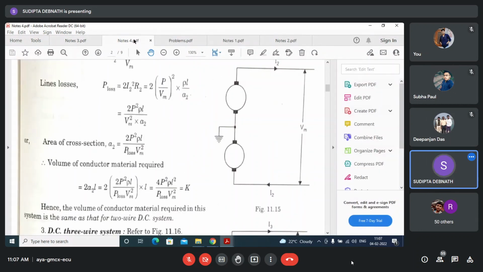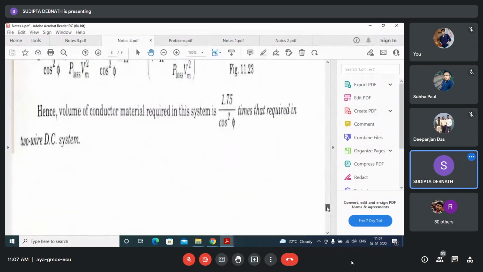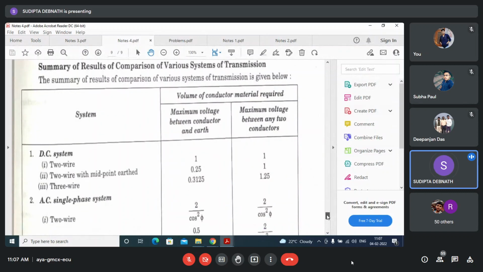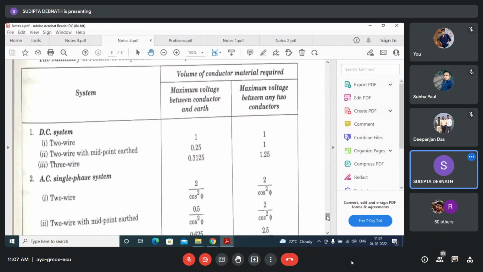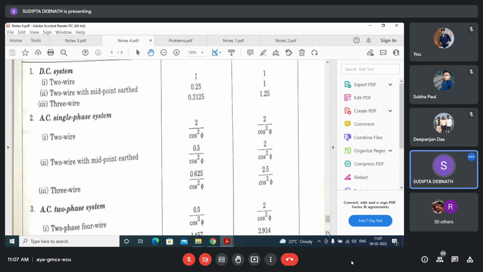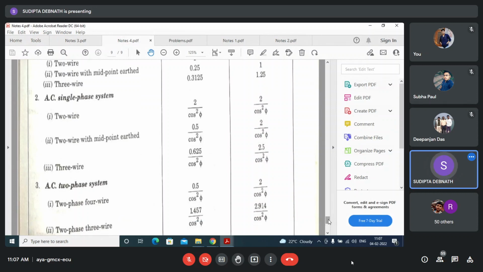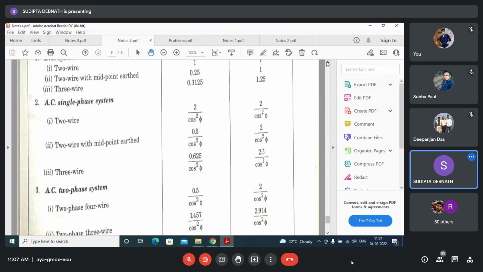Watch these values in tabular form. See, maximum voltage between conductor and earth. This is the overhead system. In the tabular form, everything is written here. So you can easily see, if the 2-wire system is considered as 1, it is considered 1 as reference.